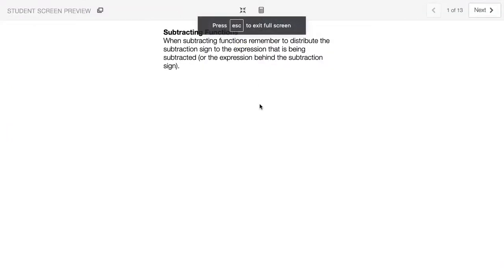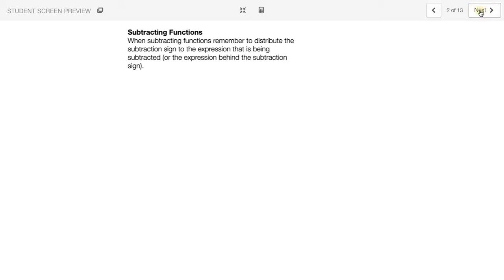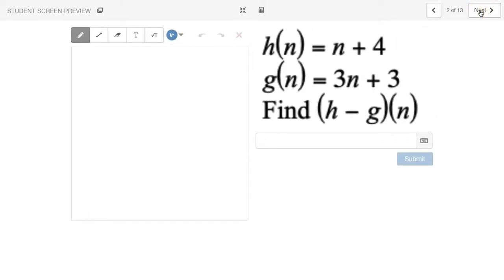All right, we are going to be learning how to subtract functions today. When we subtract functions, remember to distribute the subtraction sign to the expression that is being subtracted, or the expression that is behind the subtraction sign. So here's our first problem.